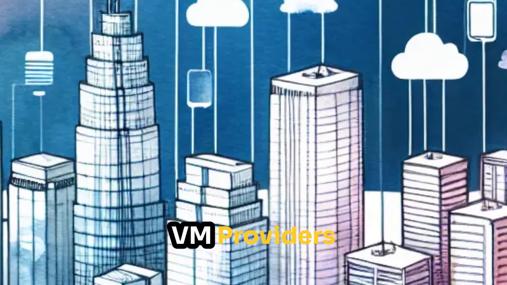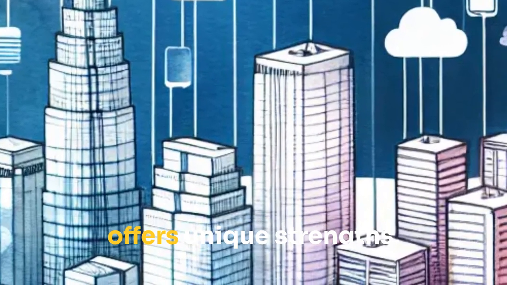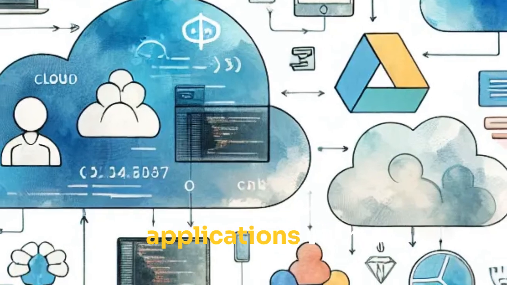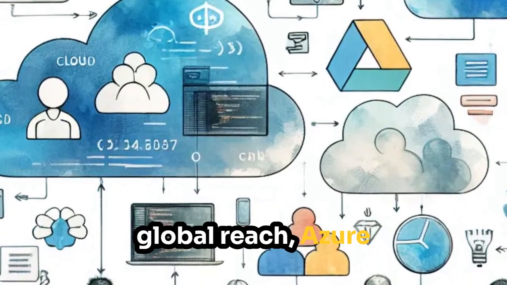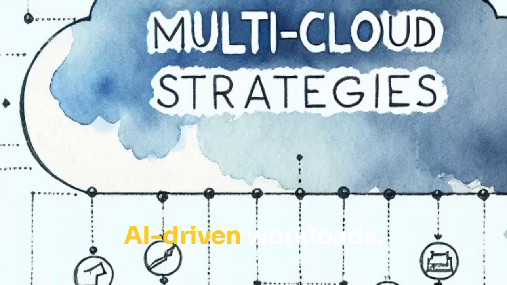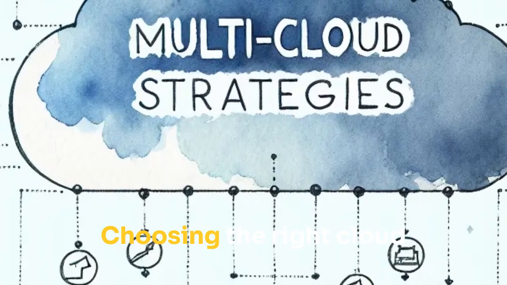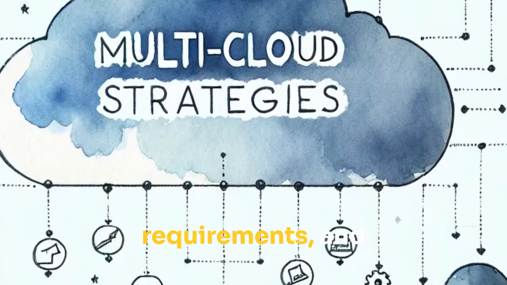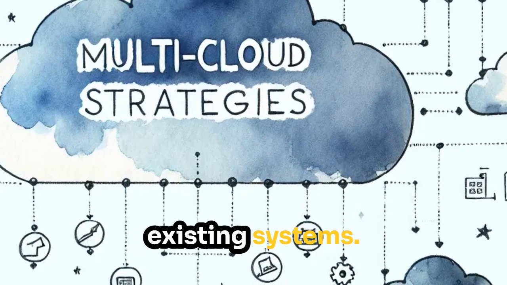Comparing cloud VM providers. Each cloud provider offers unique strengths. AWS is ideal for large-scale enterprise applications with global reach. Azure excels in hybrid cloud solutions, and Google Cloud is optimized for AI-driven workloads. Choosing the right cloud VM depends on factors like cost, performance requirements, and integration with existing systems.